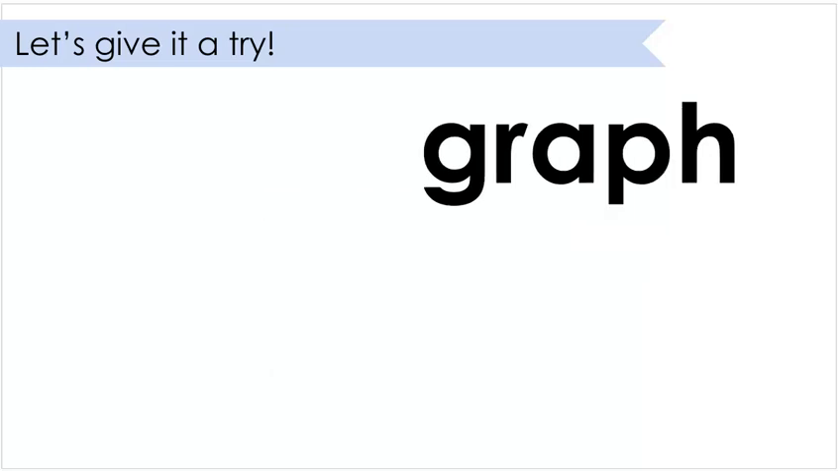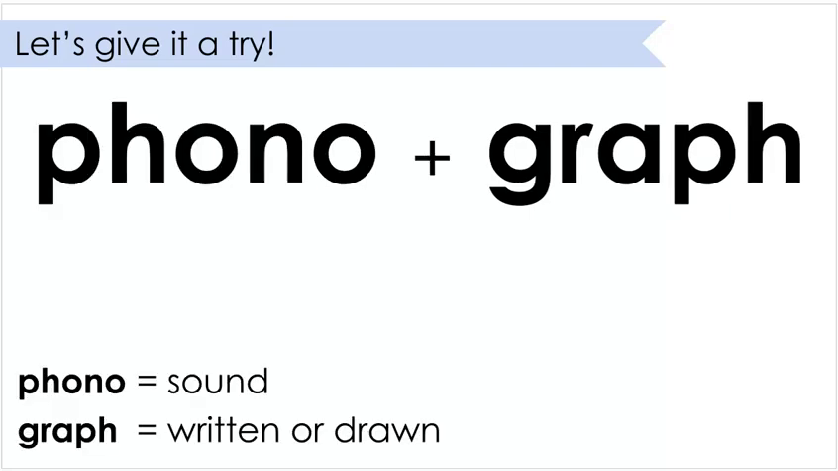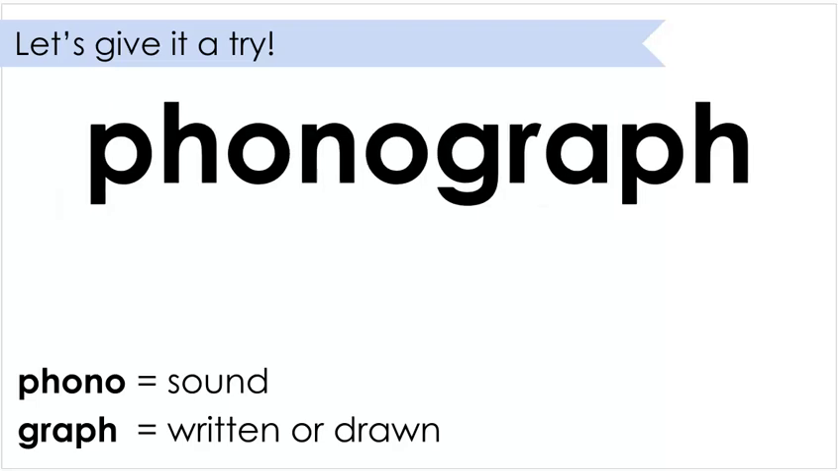This next one you might see in some reading. We're going to go back to graph and we're going to add phono again. Now, what do you think our new word is? Phonograph. That's correct. Now, of course, reminder, phono means sound and graph means written or drawn. What do you think it means this time?